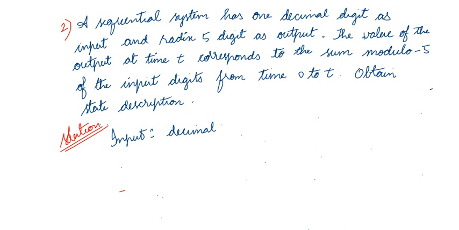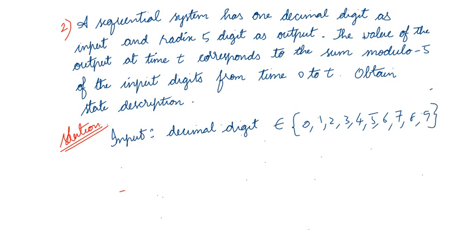What is a decimal number? Decimal digit we know very well. It belongs to 0, 1, 2, 3, 4, 5, 6, 7, 8 and 9. That's a decimal. What is the output? The output I am taking as Z. They have clearly given that it is radix 5. What does radix 5 mean? Radix 5 means it is 0 to 4.